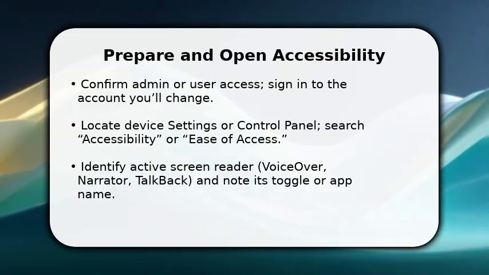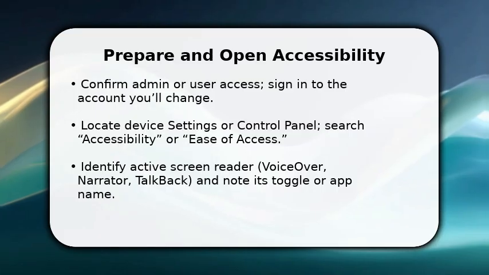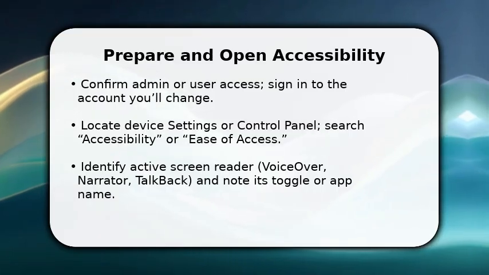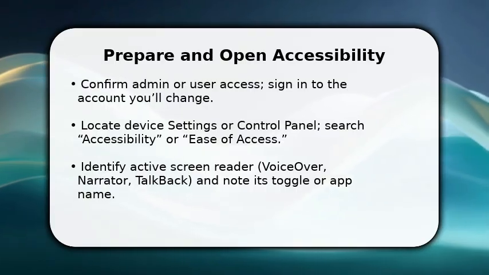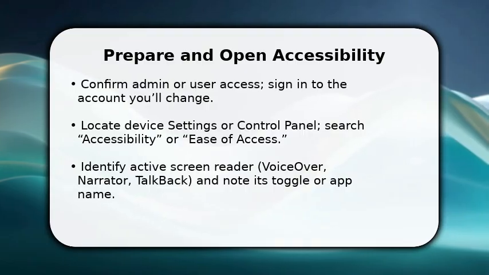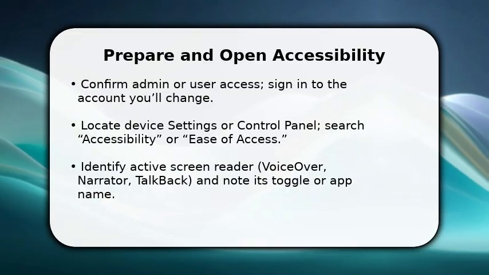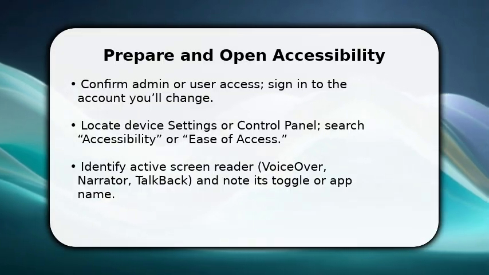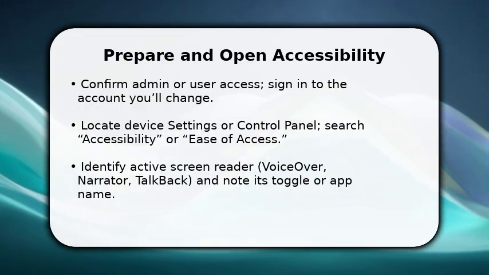Sign into the user account with permission to change accessibility settings. Open Settings or Control Panel and search Accessibility or Ease of Access so you land on the correct pane. Once visible, locate the specific screen reader listed: VoiceOver on Mac, Narrator on Windows, TalkBack on Android, and note whether it's enabled via a toggle, keyboard shortcut, or an accessibility app so you know the next control to act on.